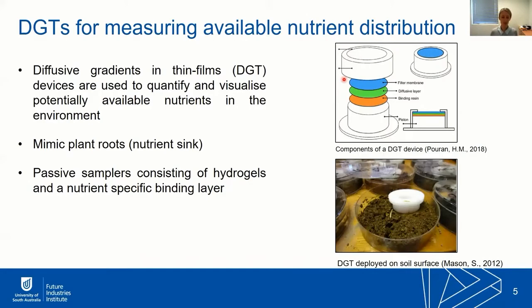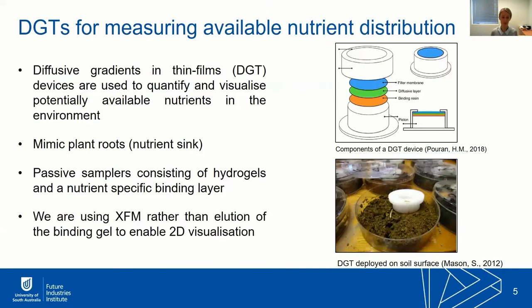But what you notice is that these are typically quite small DGT devices, around 2 centimetres squared. So in order to look at the distribution of nutrients throughout the soil core, we needed to develop something much larger, and that's been the focus of my work. Usually for DGTs, analysis is done by eluting the binding layer and then calculating the mass of the analyte that has accumulated in that binding layer. What we're doing is looking at the spatial distribution of nutrients in the resin rather than elution, and we're using synchrotron-based XFM to do that.